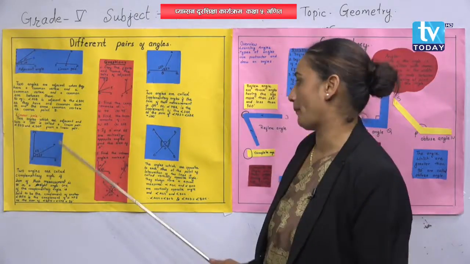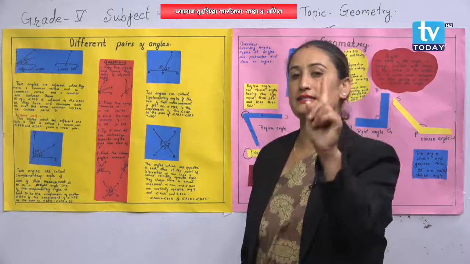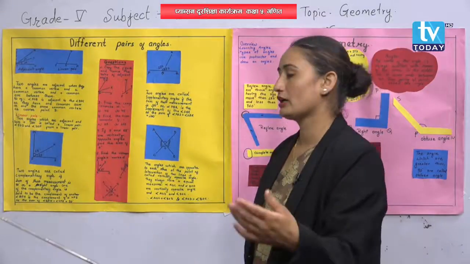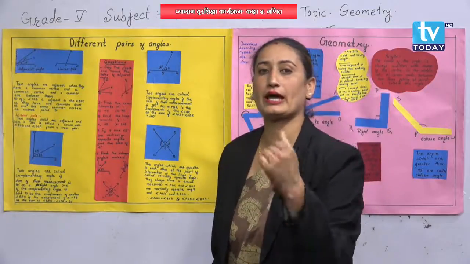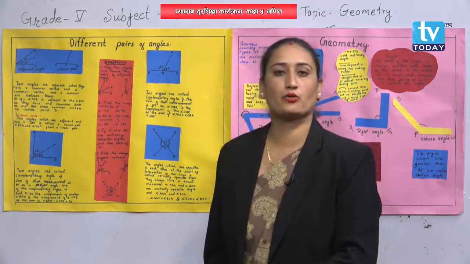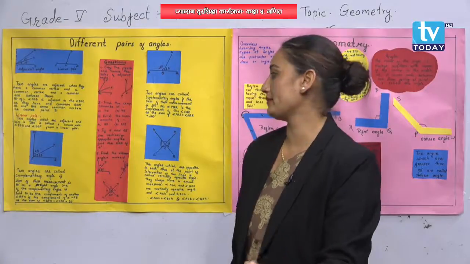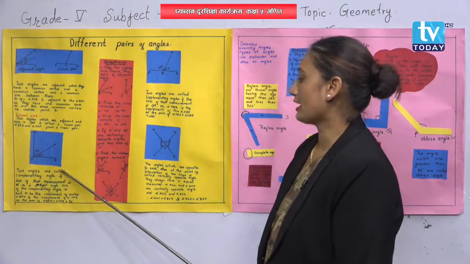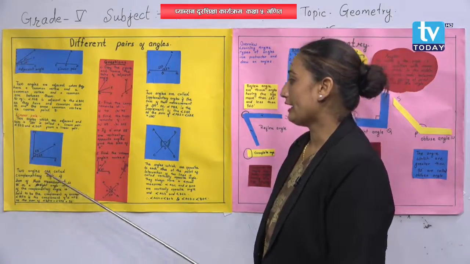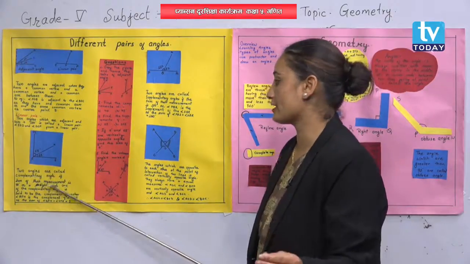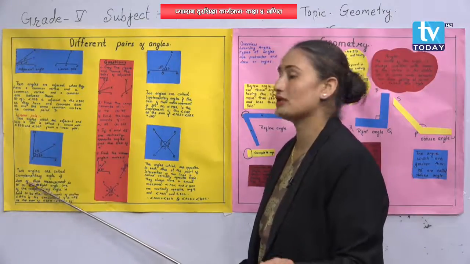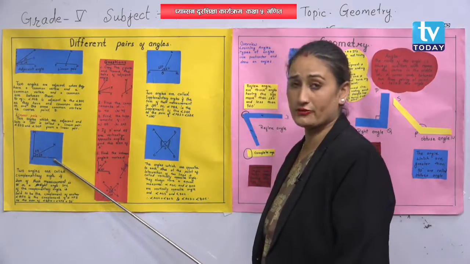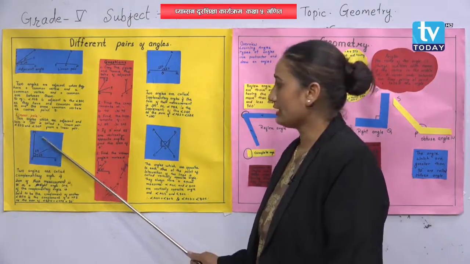So let's move to the next topic. First one was adjacent angle. Now what is the second one? It's a complementary angle. Two angles are called complementary angles if the sum of their measurements is 90 degrees or a right angle. See here in this figure. Have you seen this figure?